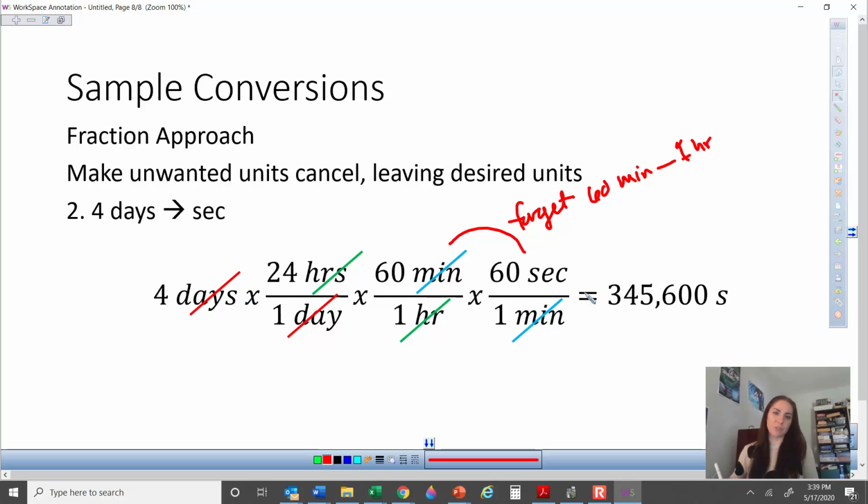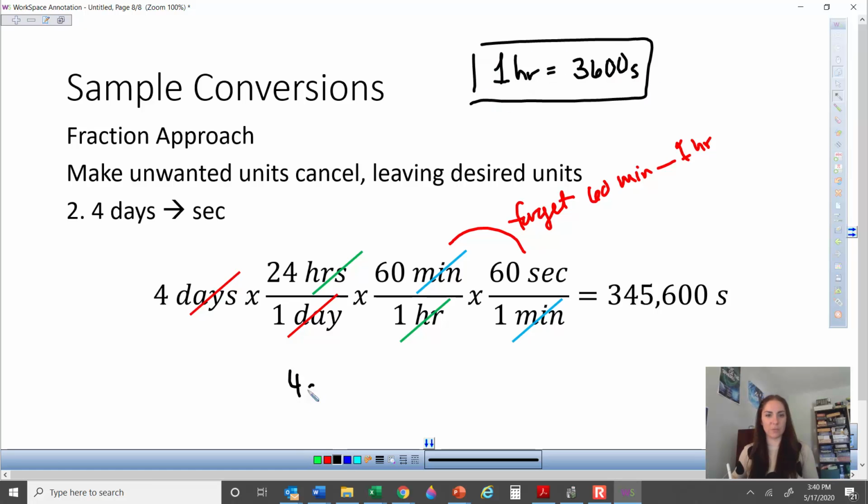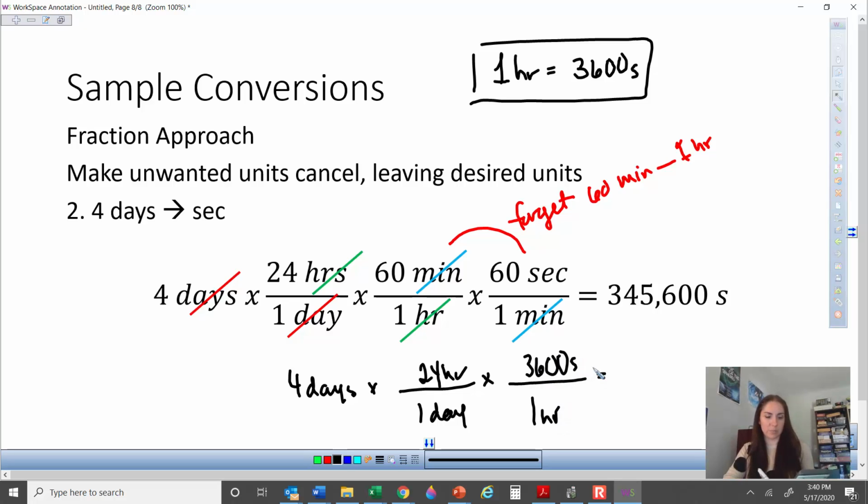So if you have to do a multiple conversion, you can do something like this. Something that I find very helpful is in 1 hour, there's 3,600 seconds. That's just really, really good to have around, because now if I do it this way, 4 days times, in 1 day there's 24 hours, right? And then in 1 hour, there's this many seconds. So notice I eliminate those last 2 steps. 4 times 24 times 3,600 gives me the same answer, which it should. But just showing you another trick for you to use.